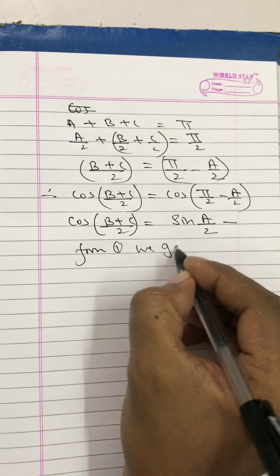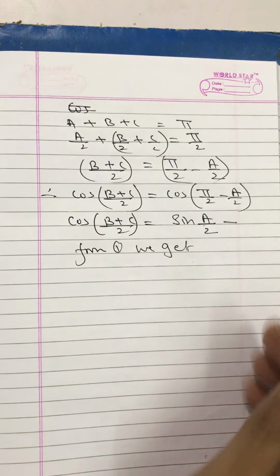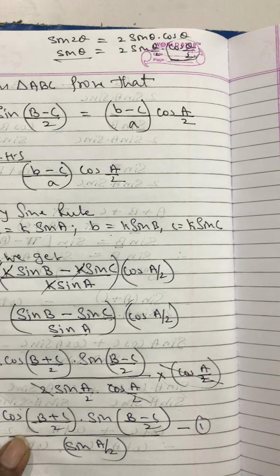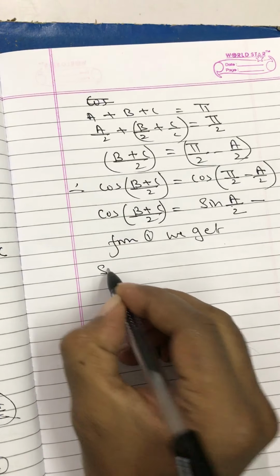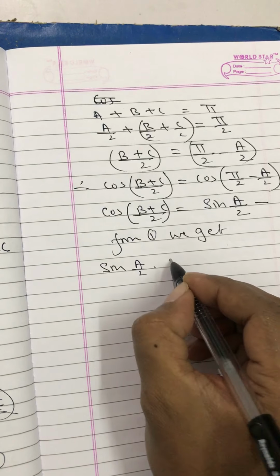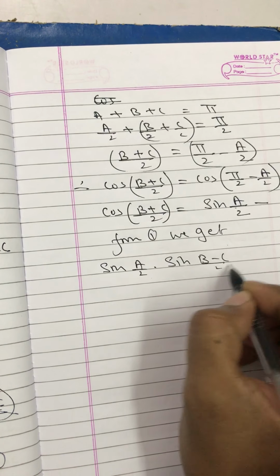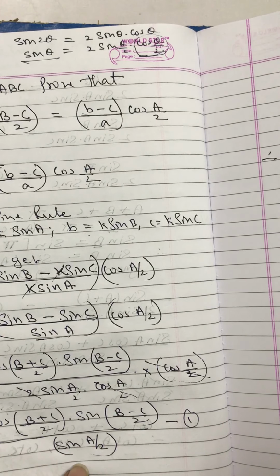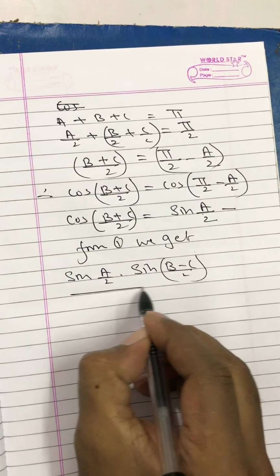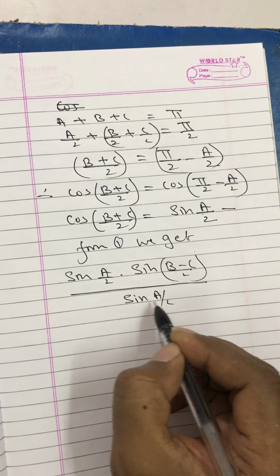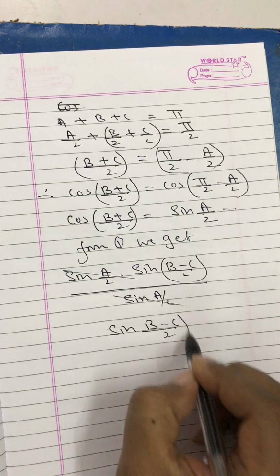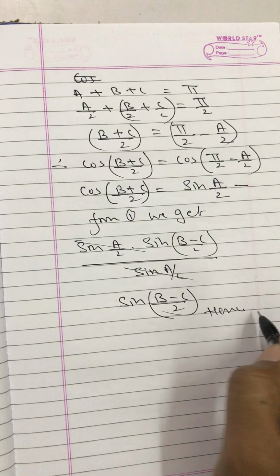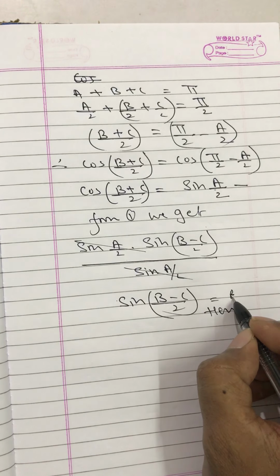So therefore from 1, in place of cos (B plus C) by 2 I will be writing sin A by 2 into sin (B minus C) by 2, upon sin A by 2. Again these two will go, and that will be sin (B minus C) by 2. Hence proved. This is equal to RHS. LHS, basically this was RHS.